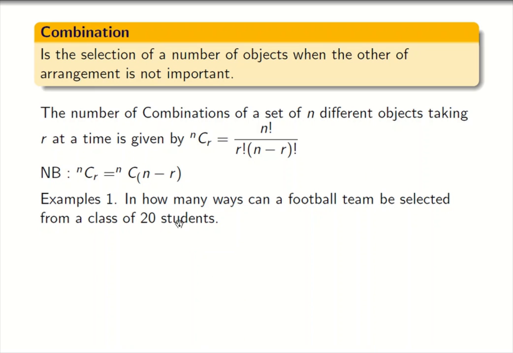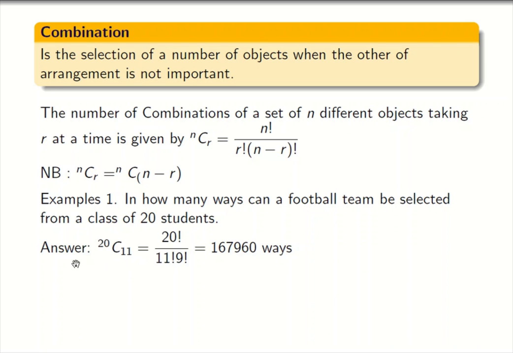All right, so in how many ways can a football team be selected from a class of 20 students? So this, you think about what? Combination, you use combination. Now the combination is saying that you should have n different objects taking r at a time, but there is no r here. But I hope you can see the r, right? Can you see our total number of students is 20, right? We are forming a football team, and a football team consists of how many elements? 11 players. So our r here is what?